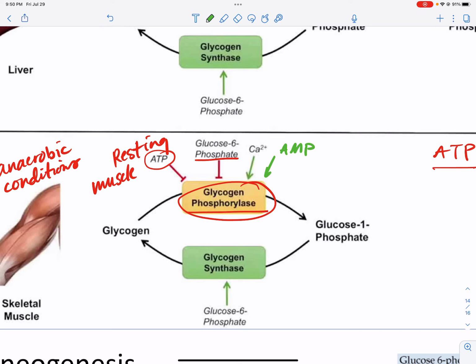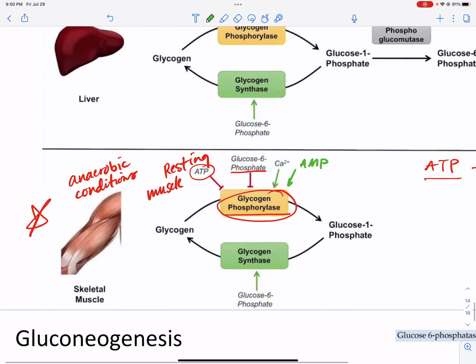Is calmodulin. You actually don't need to memorize that, so I'm not going to write it down. But calmodulin is a spot where calcium binds, calmodulin, which is a part of glycogen phosphorylase. It's like a subunit. And why would that turn glycogen phosphorylase on?